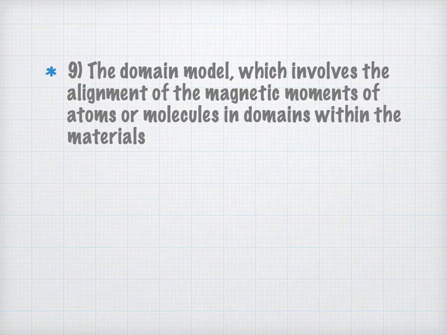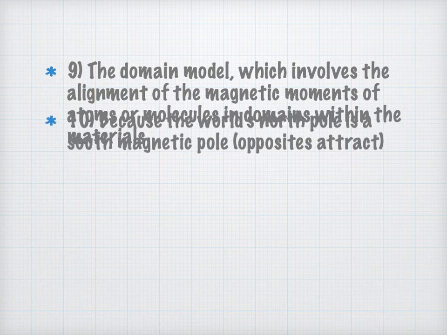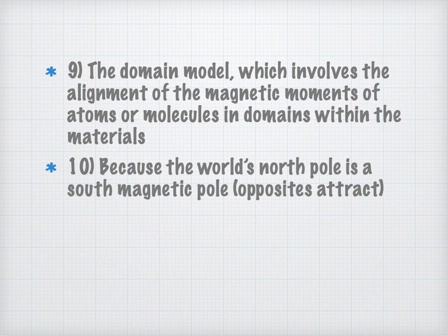All right, number 10. Why does a magnetic compass point north? Because the world's north pole is a south magnetic pole, and of course opposites attract. So the north pole of the compass points towards the south magnetic pole, which is the north pole of the world. Number 11. Are the Earth's magnetic poles at its geographic poles? Explain. And the answer is no.